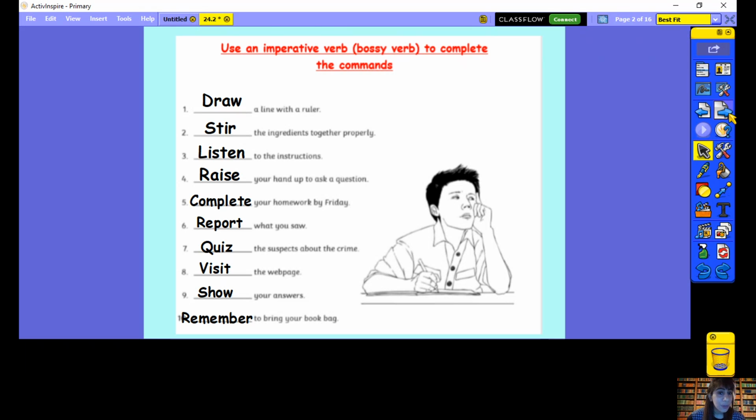If that was too straightforward for you, which is great, you could also challenge yourself by using a conjunction to add a bit more detail to each of those commands. So telling the person why you want them to do said command. So if you want to do that, pause the video here and have a go and then press play when you are ready. Otherwise, let's continue with our lesson.